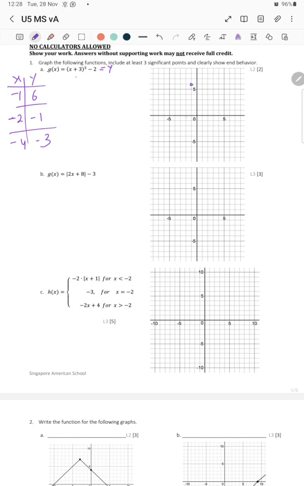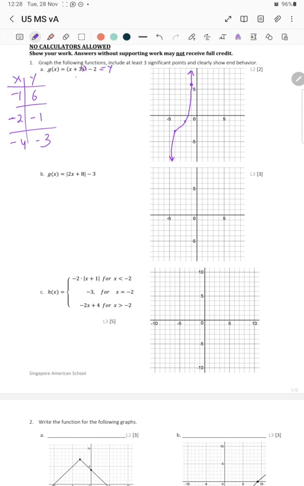So for -1 it's going to be 6. For -2 it's going to be -1. For -4 it's going to be -3. So it's going to come like this. And we already know that this is a cube, so it's a cubic function. This is a modulus function.